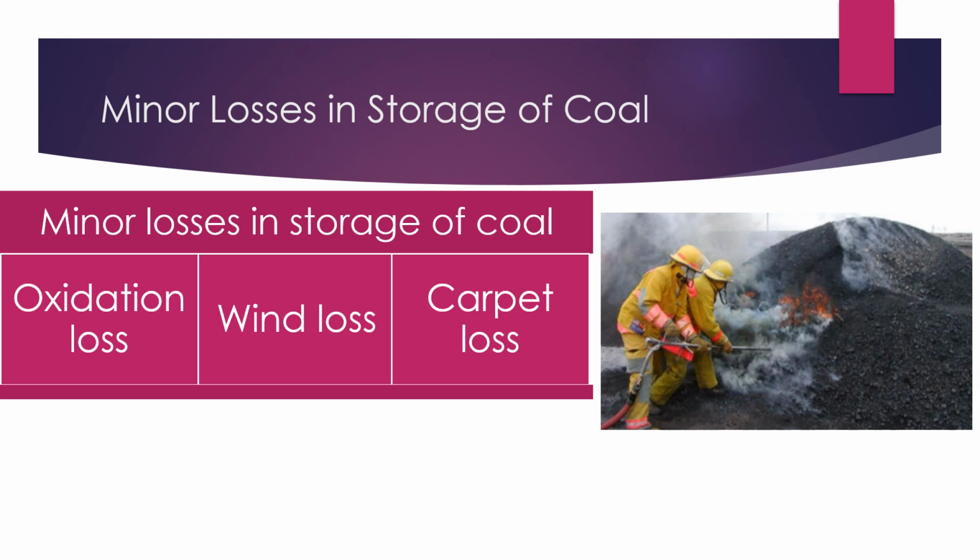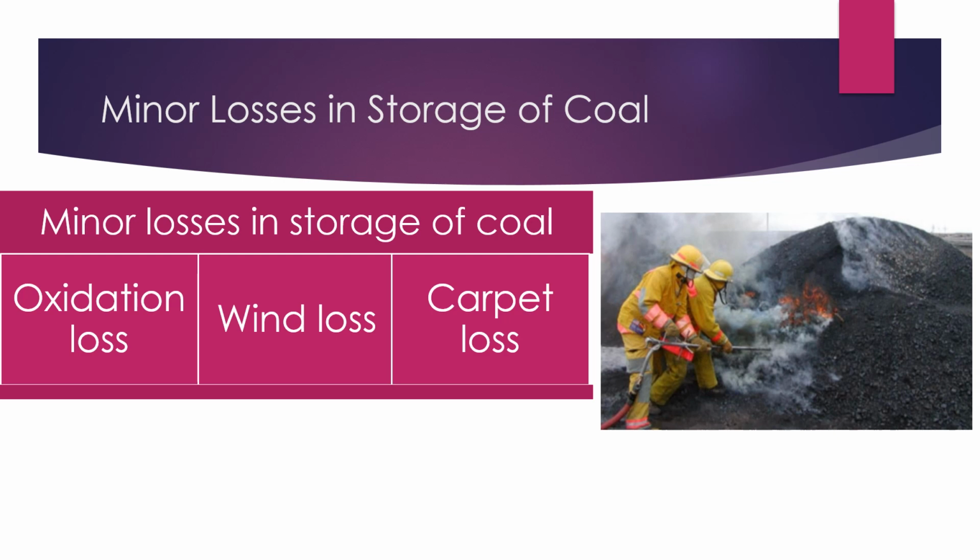The second type of loss is wind loss. The fine particles of coal present in the coal yard escape due to high wind velocity, which is a direct loss. It means a corresponding amount of coal is lost from the storage yard.